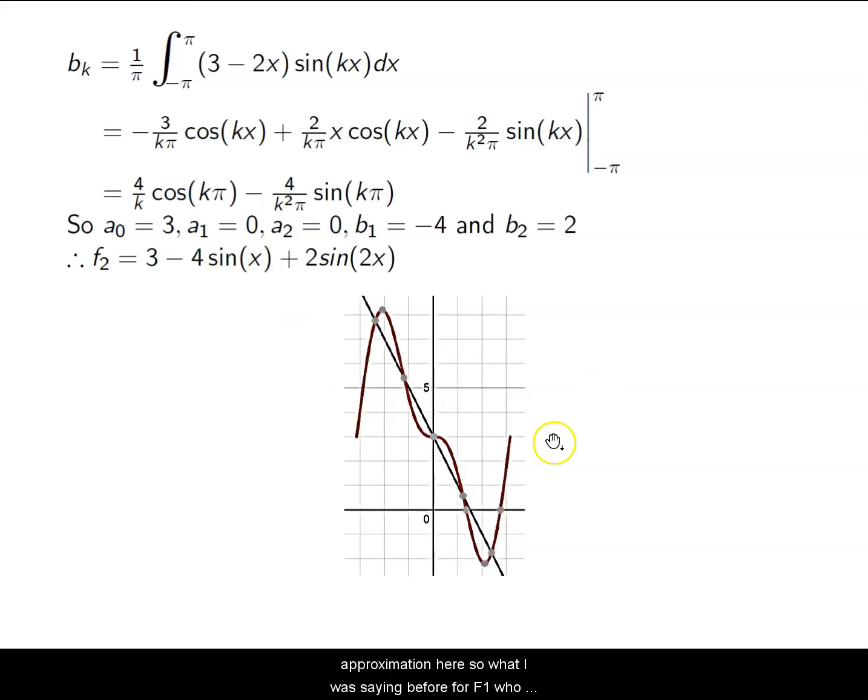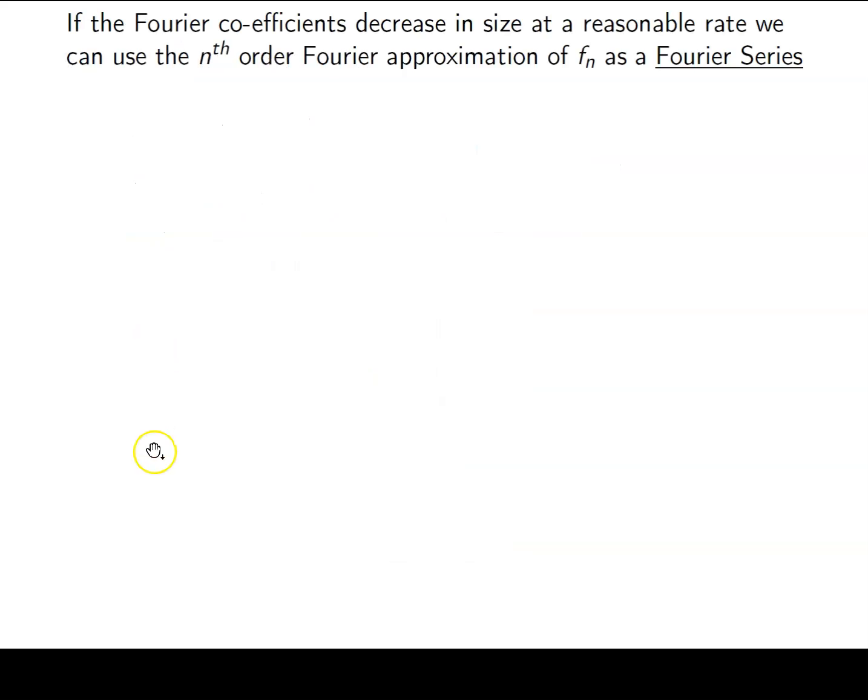Okay, so we have our F2 approximation here. So what I was saying before, for F1, we would just have the 3 minus 4 sine x, right? And then we kind of saw what happens when we add more and more terms. And again, those are all just generated by the 4 over k cosine kx, because that goes to 0, and all the a k's go to 0 as well, right? So let's move on to our next thing.